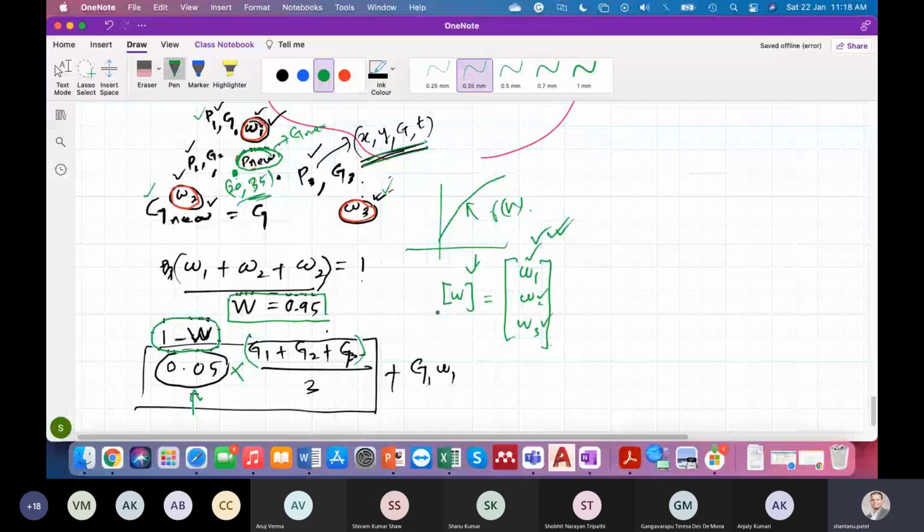Is it clear, Teresa? Sir, if sum of weightage is equal to 1, then there is no error, sir. No adjustment. This will be 0, right? Yes, sir.